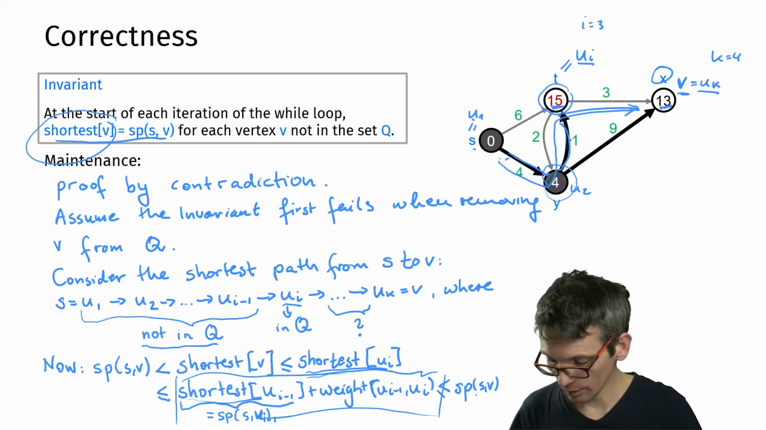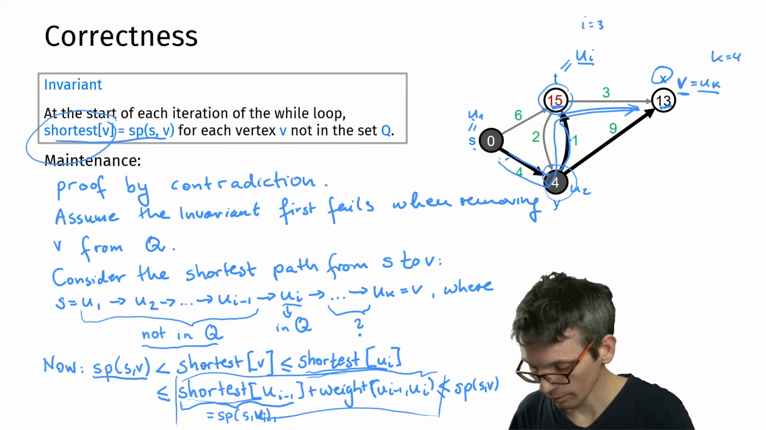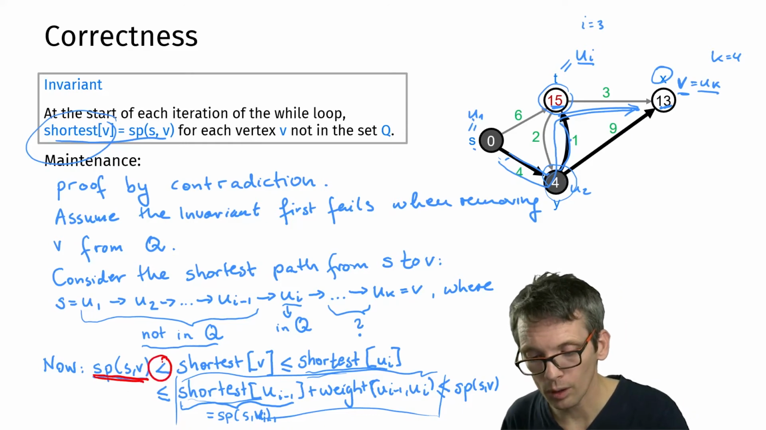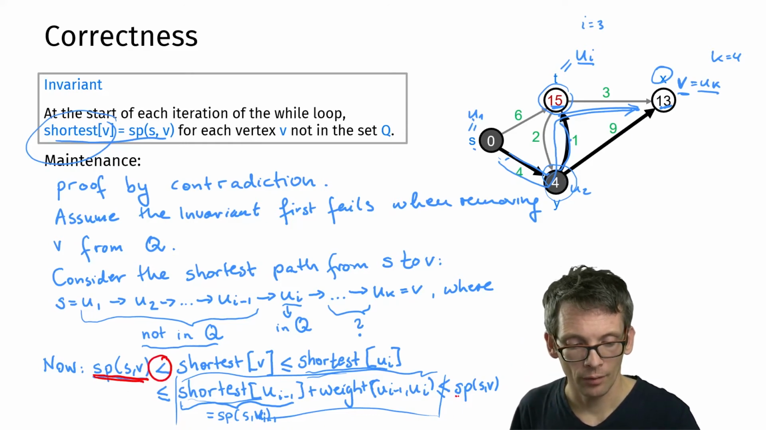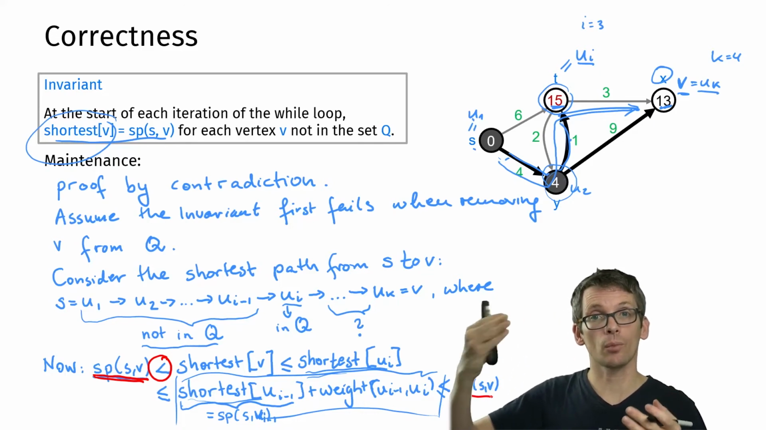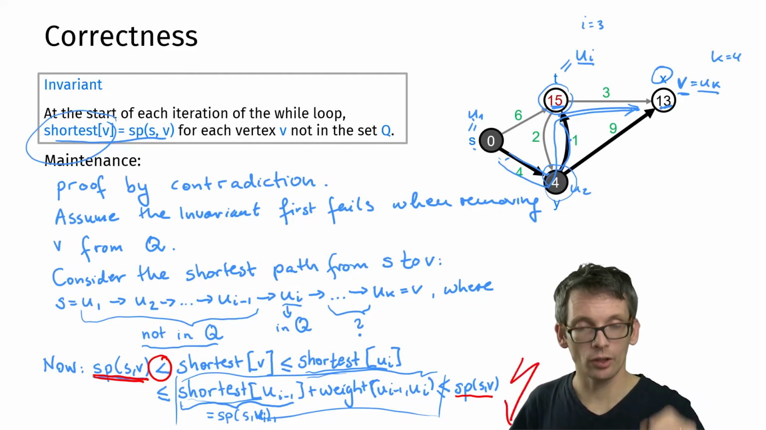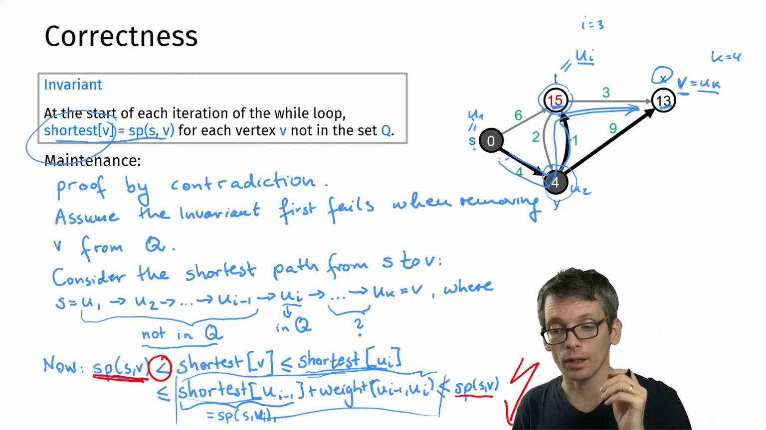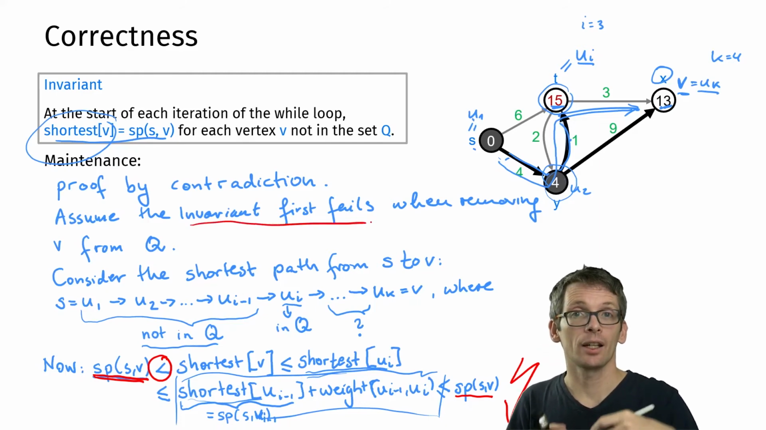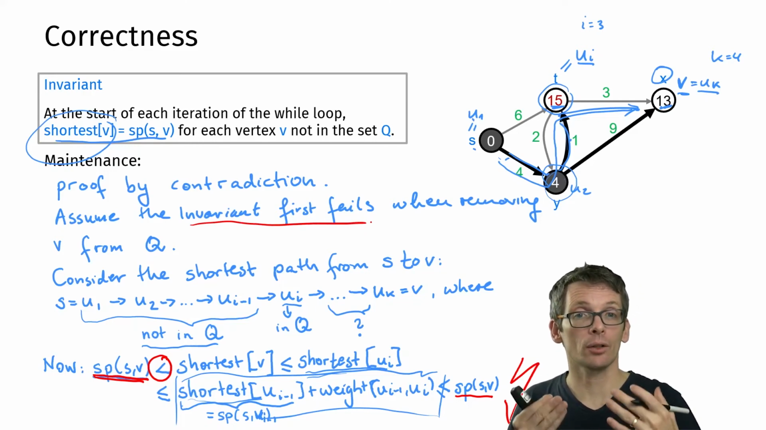And that gives us our contradiction, because what does it say here? We're saying the shortest path from S to V is smaller than the shortest path from S to V. So I have the same quantity and we're saying it is smaller than itself, and that is our contradiction. So we know that our initial assumption was wrong, so we know that the invariant didn't fail for V, and therefore it is maintained correctly.